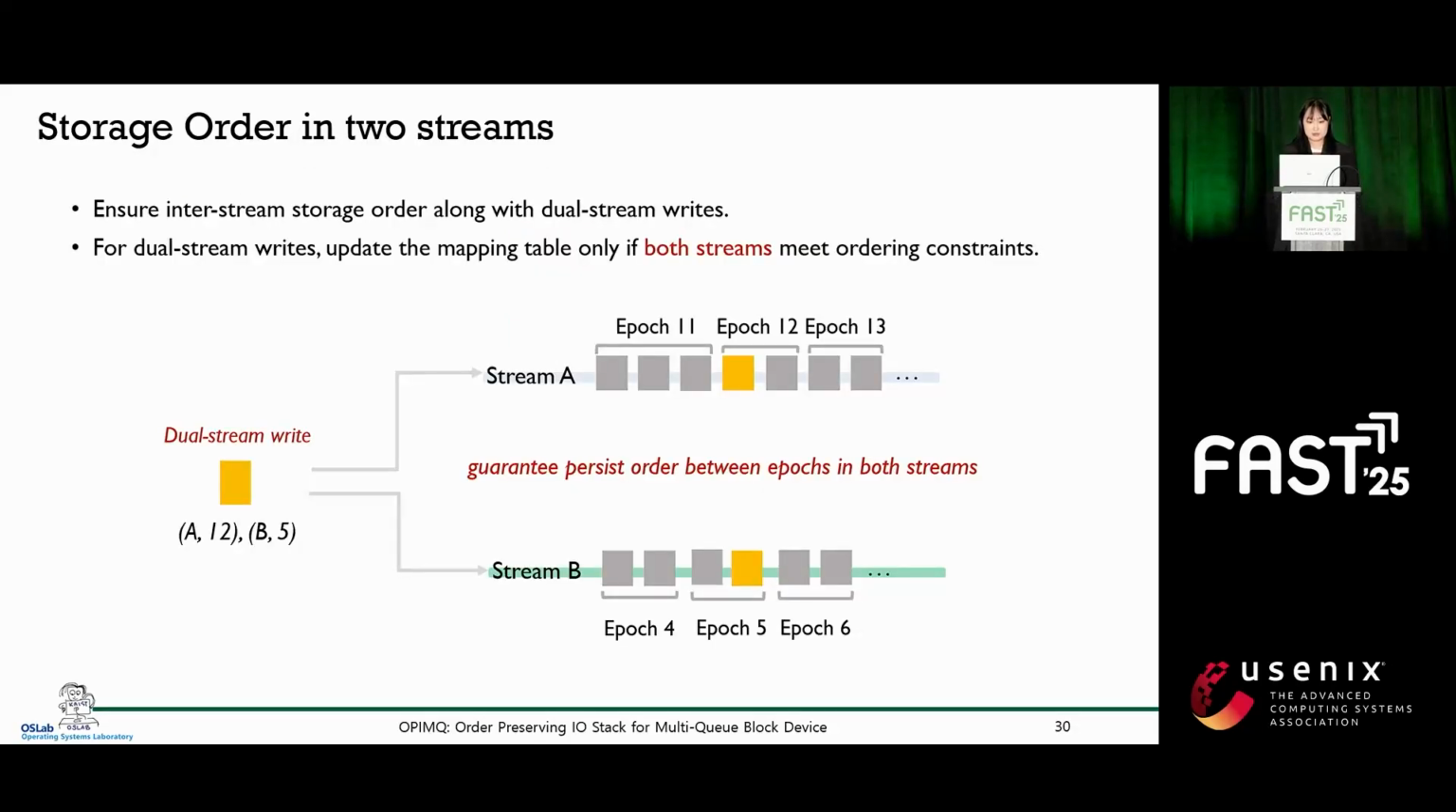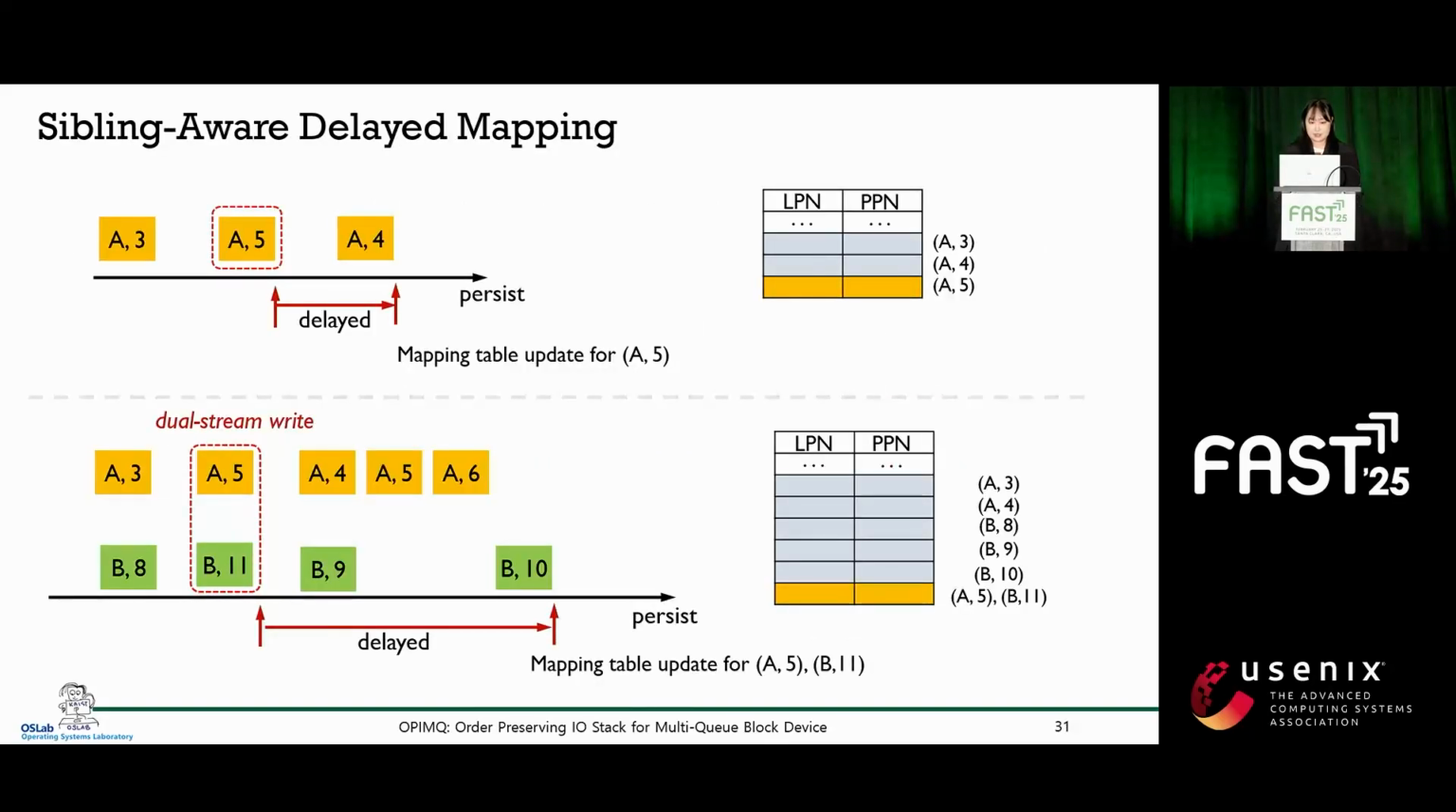Now, let's see how to enforce inter-stream storage order. A dual-stream write carries two pairs of stream and epoch IDs representing two ordering constraints. OPFTL interprets these constraints and persists the write only when both conditions are met. If only one condition is met, OPFTL delays the mapping update until both are satisfied. This is called Sibling-Aware Delayed Mapping.